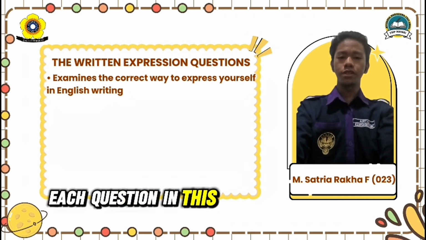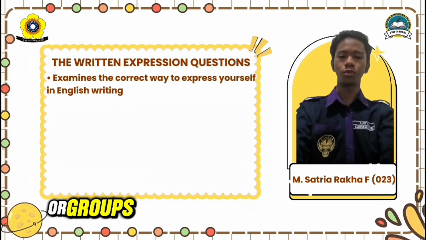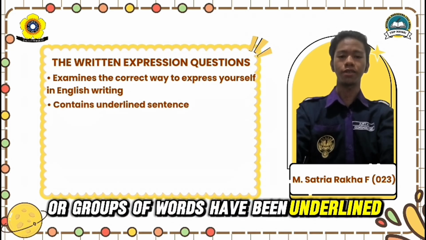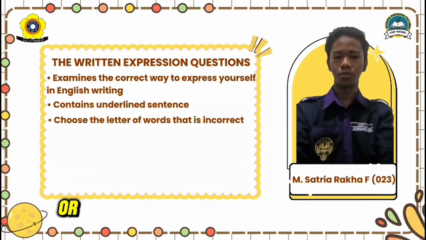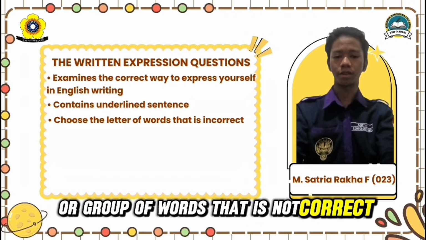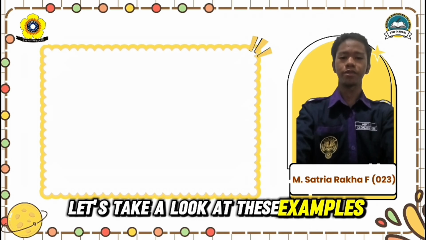Each question in this section consists of one sentence in which 4 words or groups of words have been underlined. You must choose the letter of the word or group of words that is not correct. Let's take a look at these examples.